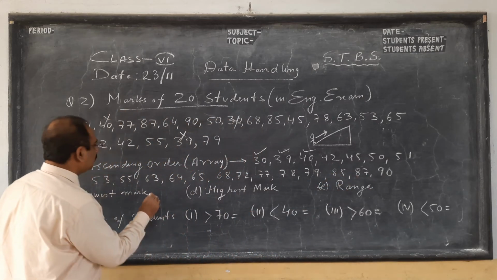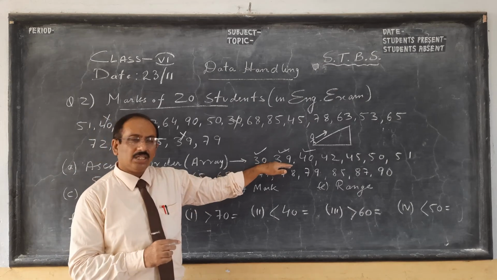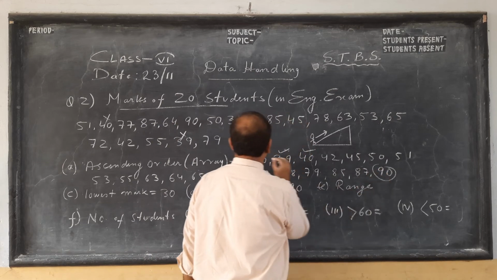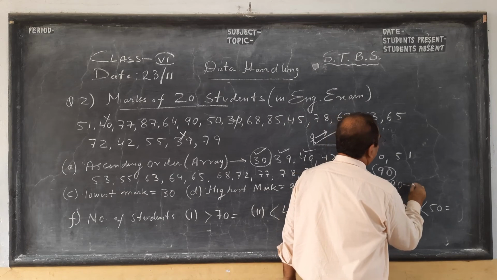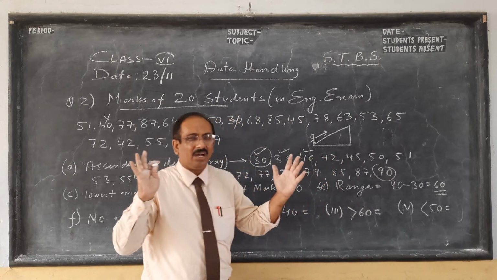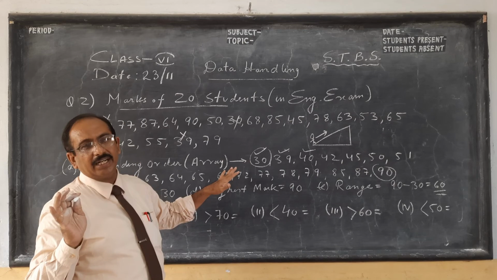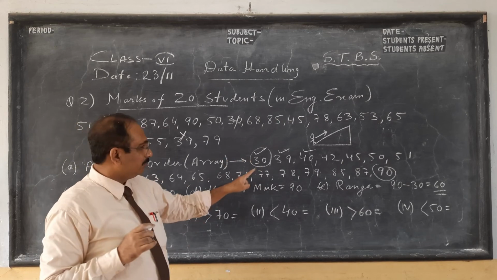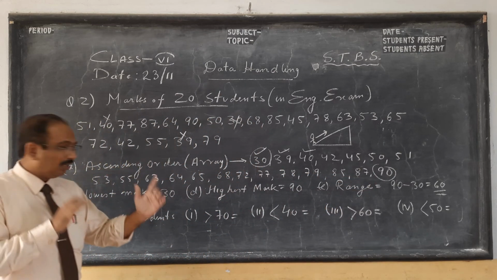So first question, what is the lowest mark? Lowest mark is 30, children. Second lowest is 39, 40. What is the highest mark? 90. Highest mark is 90, lowest mark is 30. What is the range? In my previous question I was telling you 90 minus 30. So 60 marks is the range. Means in this, the children have got marks of 30 or more, and 90 or less. So we have a range of 60 marks. So maximum minus minimum gives you the range of the data.